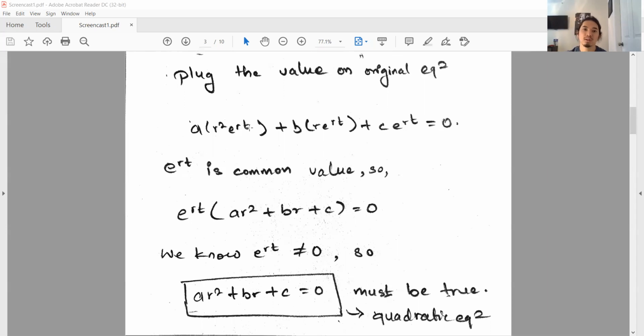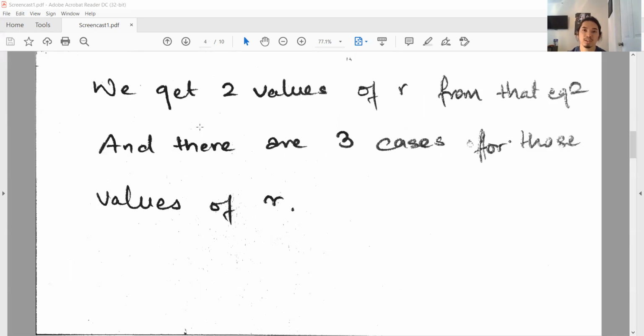Over here, e to the power rt is common, so we take it out, and we have e to the power rt times (a r squared plus b r plus c) equals 0. Now we know e to the power rt can never be 0, so a r squared plus b r plus c must be 0, and this is in a quadratic equation form. So we get two values of r from that equation, and from those two values we can have three cases for those values of r.